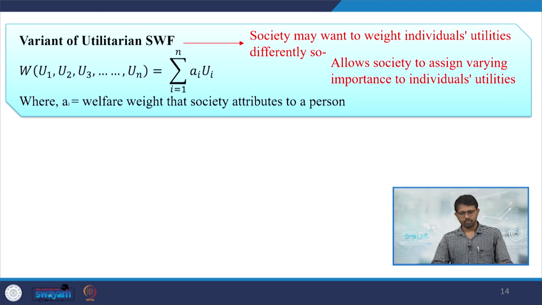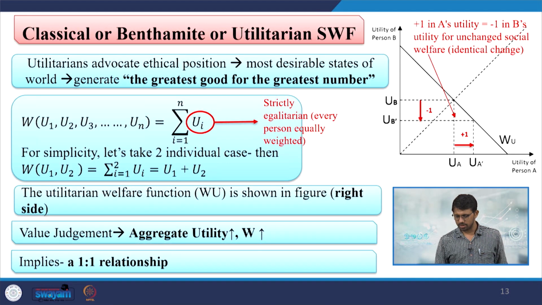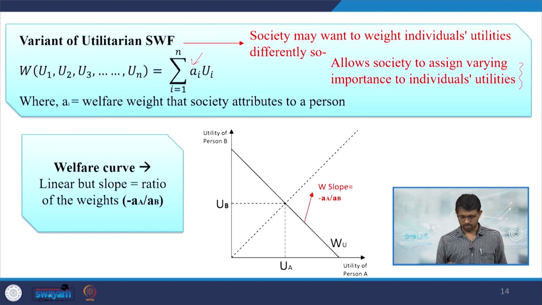Now, society may want to weight individuals' utility differently. Let us allow society to assign varying importance to individual utilities, and that is explained with the alpha term. This is called the welfare weight that society attributes to a person. So, in this case our slope, which we have already explained, but in the case of weights it will be minus small a divided by a b, and the slope is the ratio of the negative.